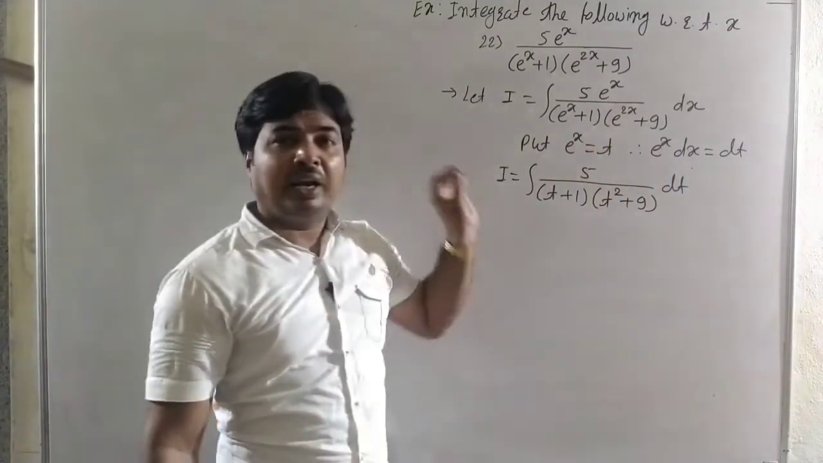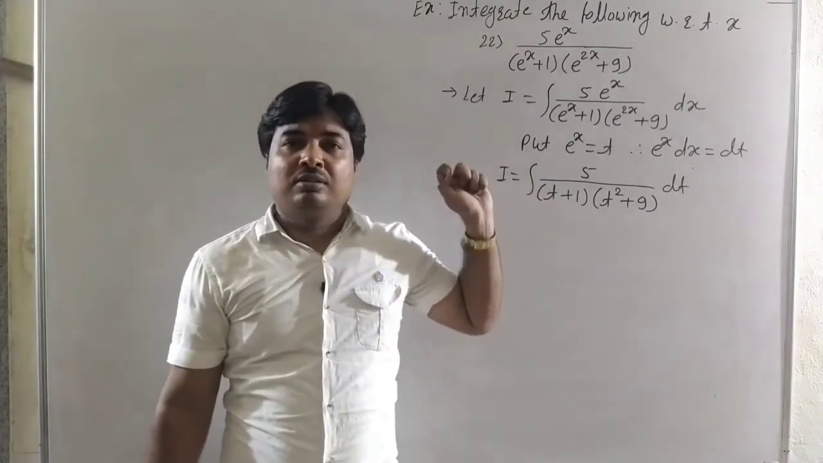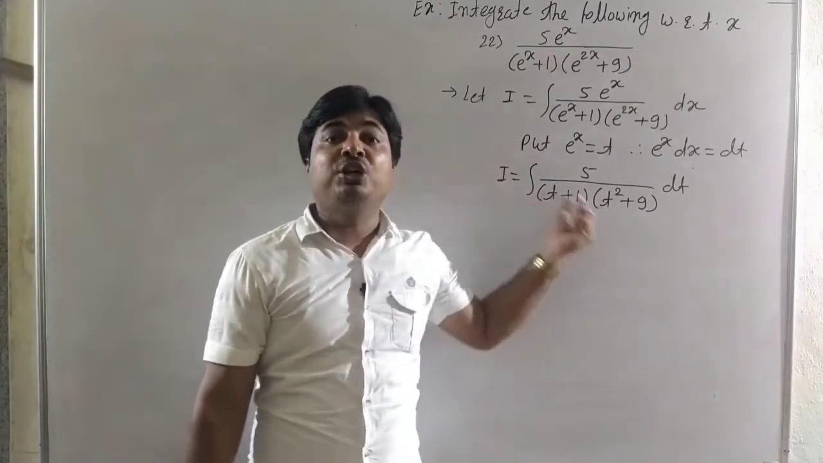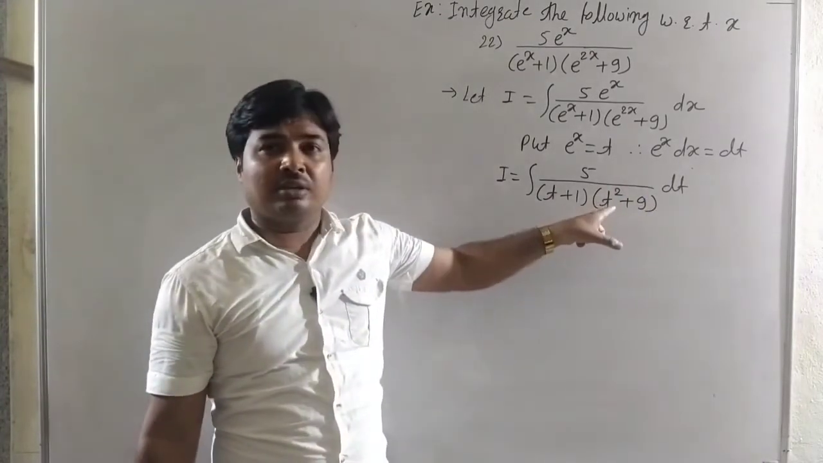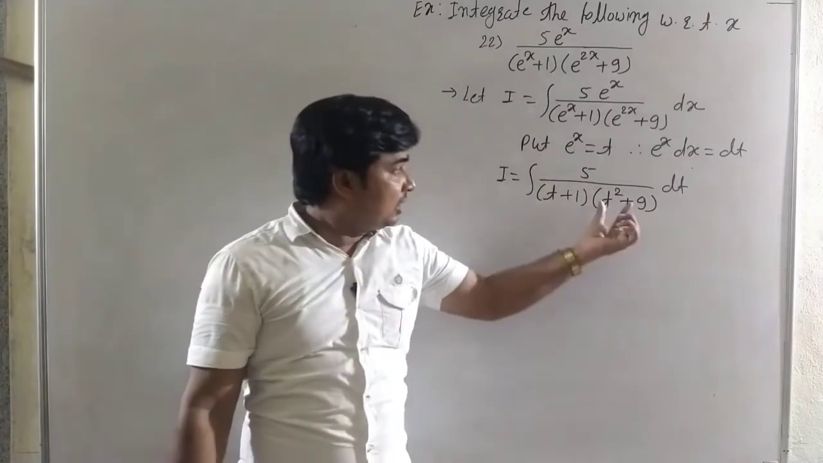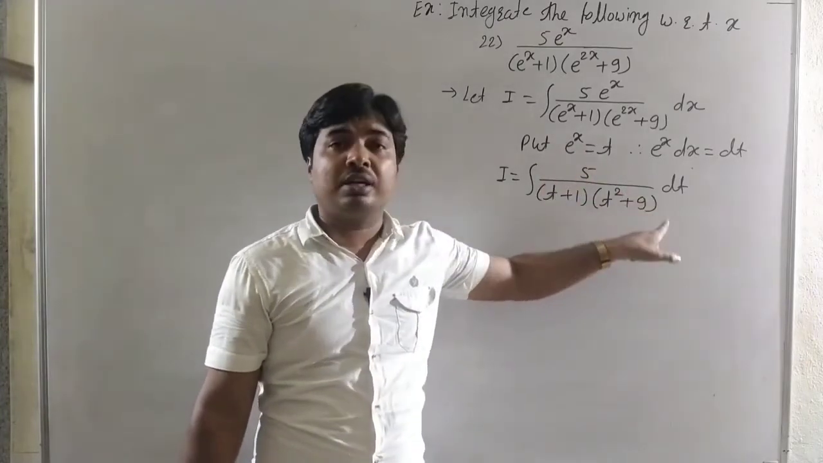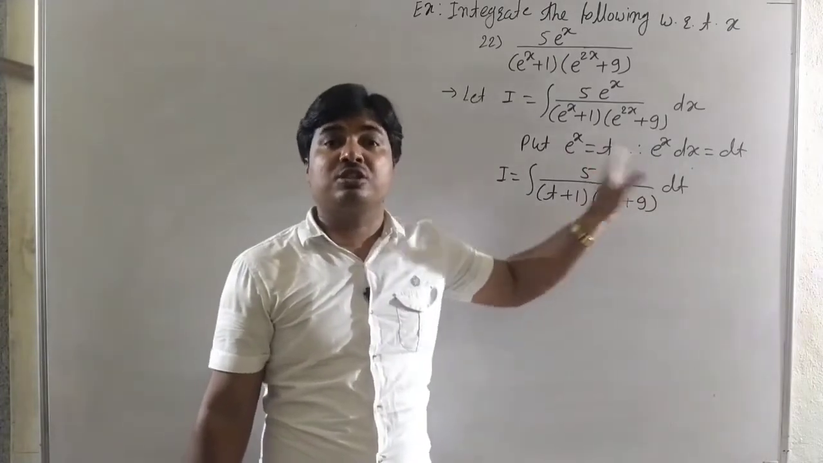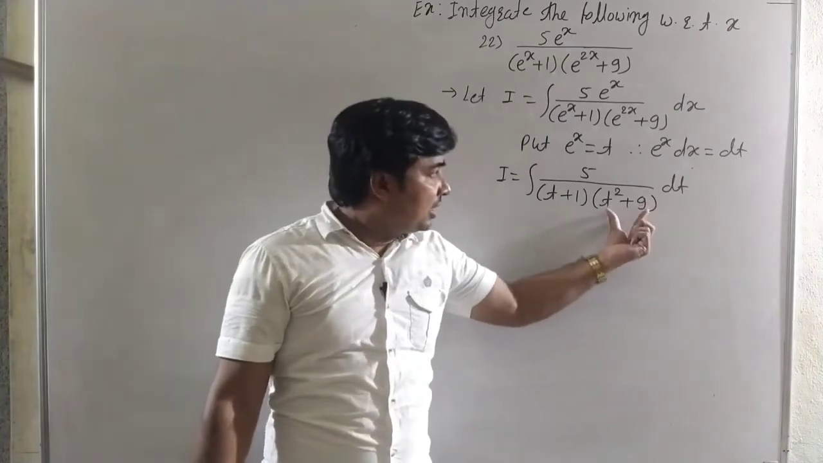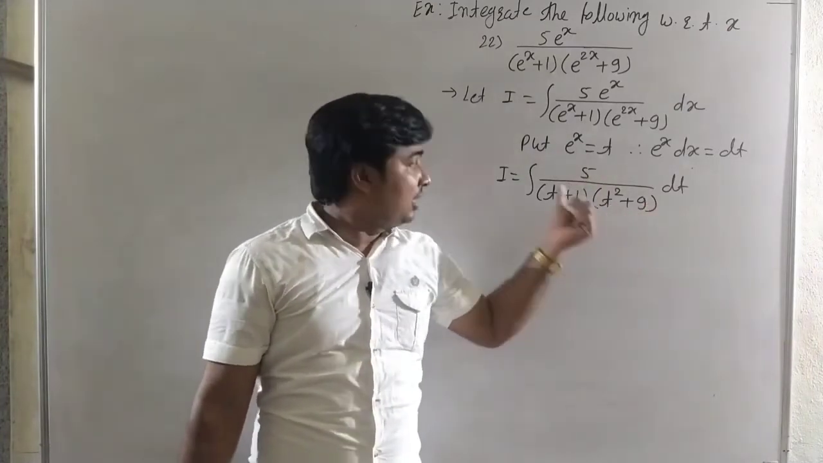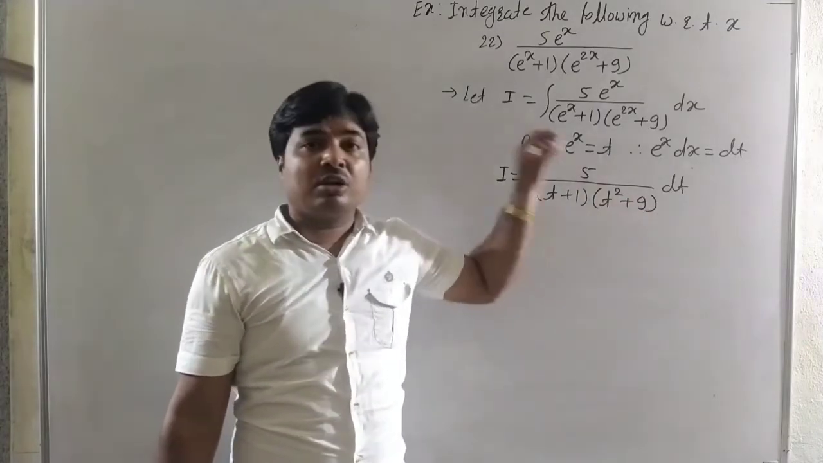And now see carefully here, the denominator is expressed as the product of a linear factor and a quadratic factor, and this quadratic function cannot be factorized. The quadratic function does not have real roots. Here t squared + 9 means t squared + 3 squared, so it cannot be factorized.